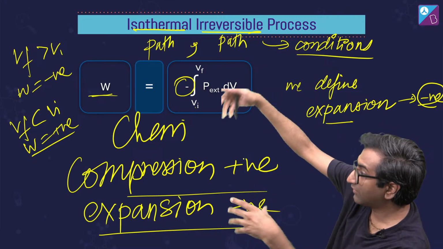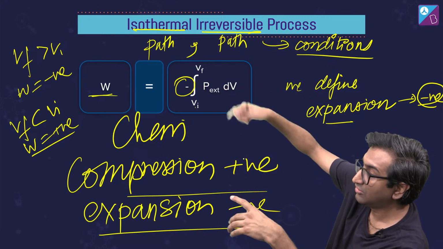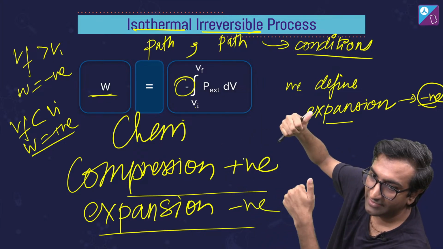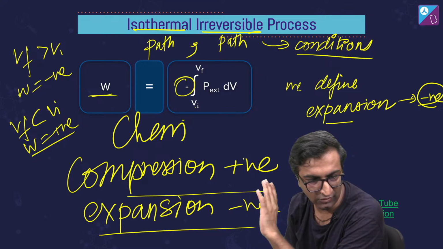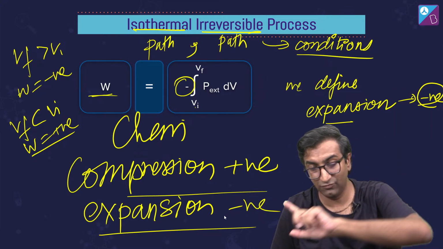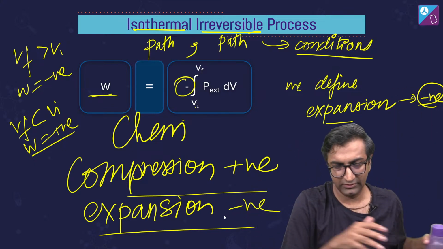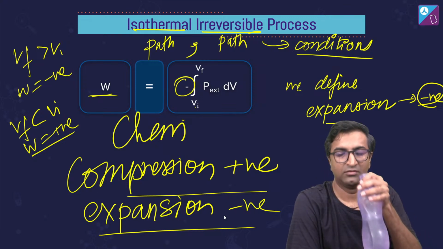In chemistry, I'm saying what is happening to the gas. System is the gas. So if something is compressing the gas, that is positive. If it's expanding the gas, that's negative. That is my sign convention in chemistry. Okay, cool. Please give me a thumbs up if you understood this. This is important. The sign convention वाले point of view से.